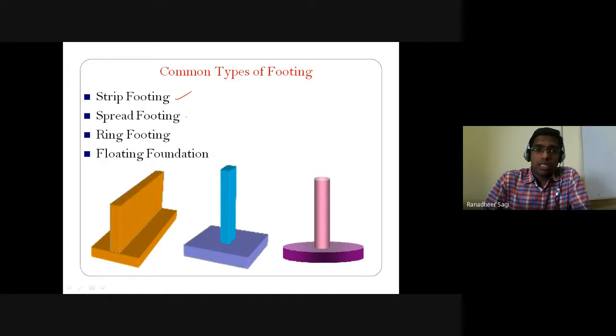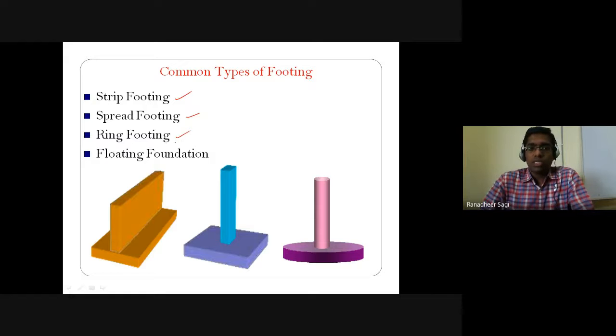Next is another type, the spread footing. Spread footing is an isolated footing whose base is spread over a certain area to carry the load coming from each individual column. This spread footing can be square in cross-sectional shape, or a circular cross-sectional one, or a rectangular cross-sectional one whose L by B ratio varies between 1 to 10. Okay. And another type is what is called a ring footing.